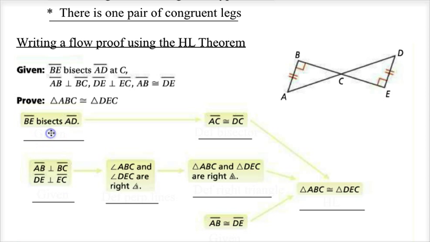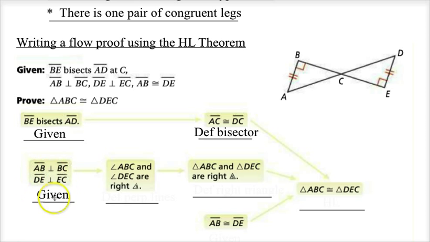So here I have all my givens. BE bisects AD, that was a given. AB is perpendicular to BC, and DE is perpendicular to EC, that was a given too. Now let's follow this bisector. If it bisects AD, it's cutting AD in half, so AC is congruent to CD, and the reason is definition of bisector. Okay, this is a bisector of a segment, not a bisector of an angle.